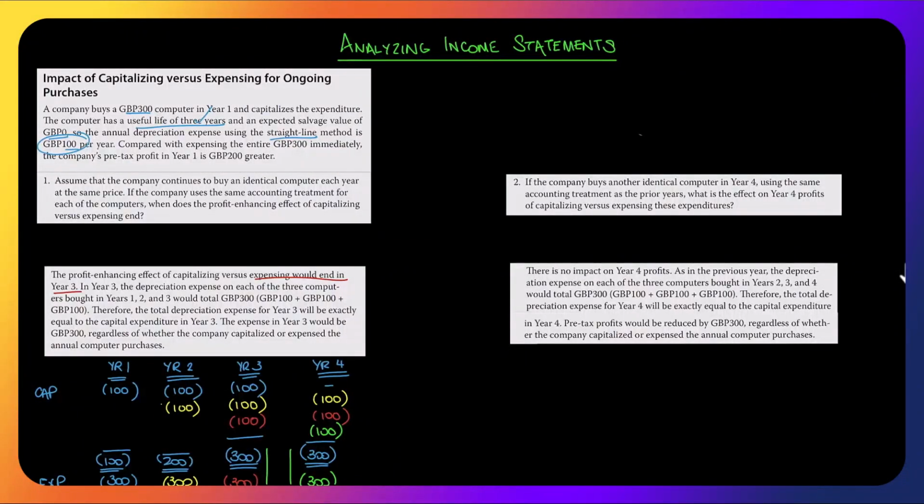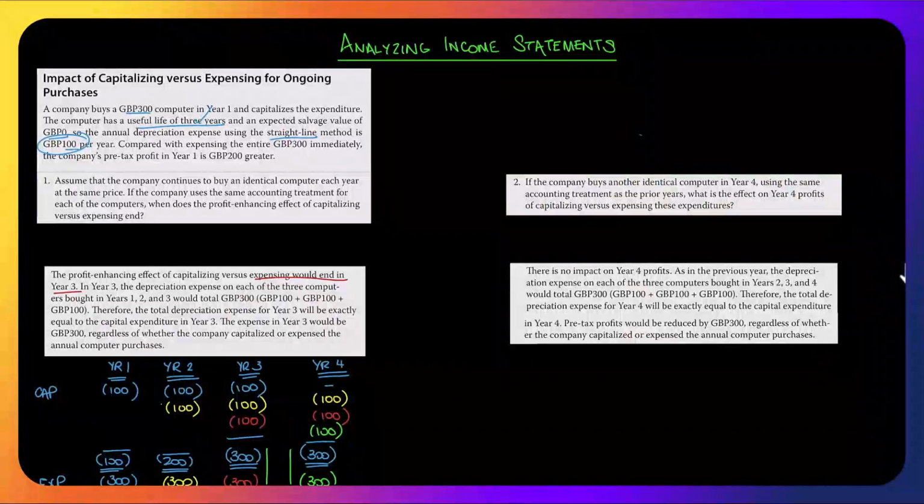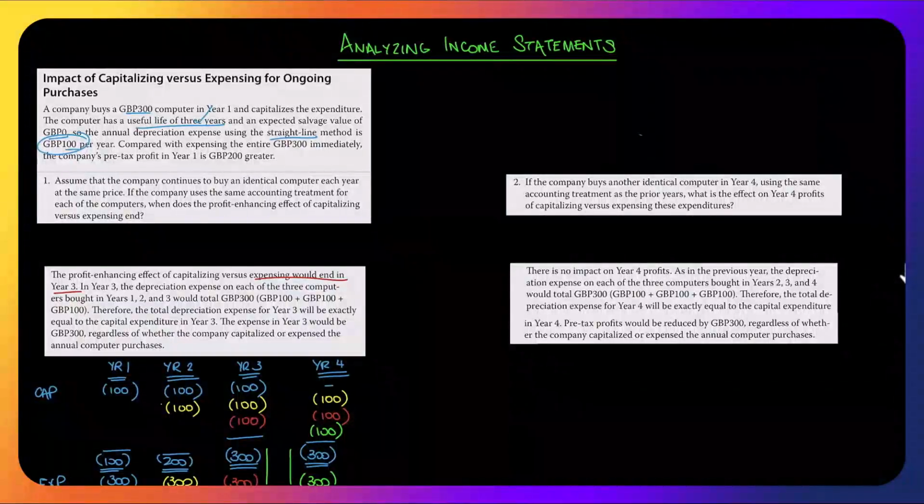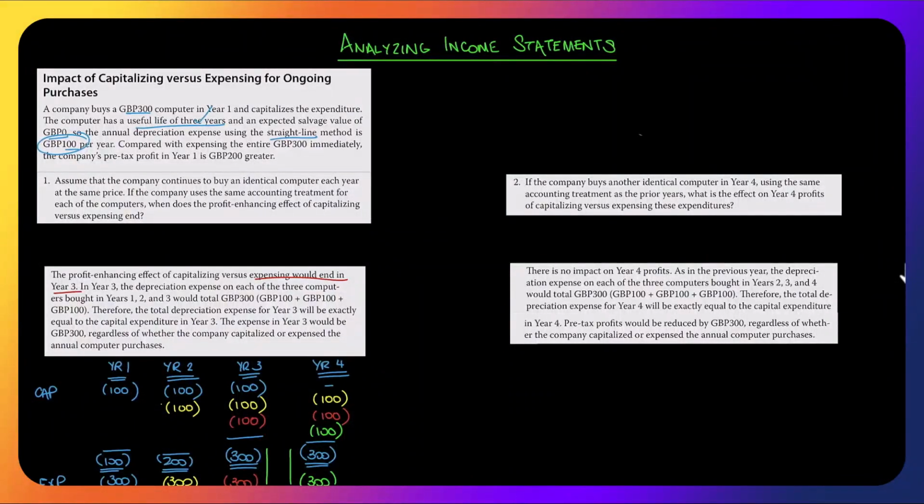Number 2, if the company buys another identical computer in year 4 using the same accounting treatment as the prior years, what is the effect on year 4 profits of capitalizing versus expensing those expenditures? There is no impact in year 4. As we just saw, the first computer has dropped out.